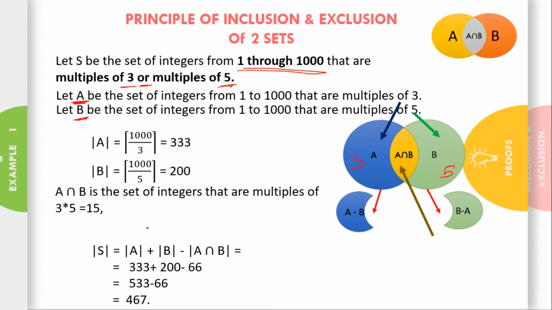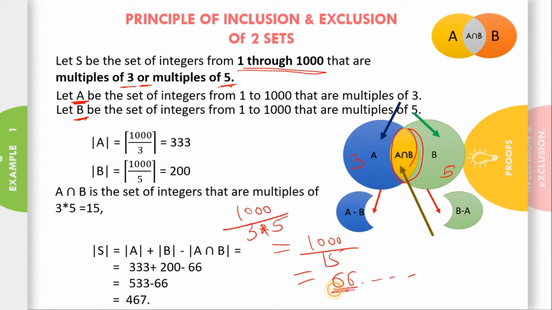And if you want to check how many numbers are multiples of both 3 and 5, the formula will be the whole number of 1000 divided by 3 into 5. Now 3 into 5 is 15, and 1000 divided by 15 is 66 point something, but we just have to consider the integer part, that will be 66.